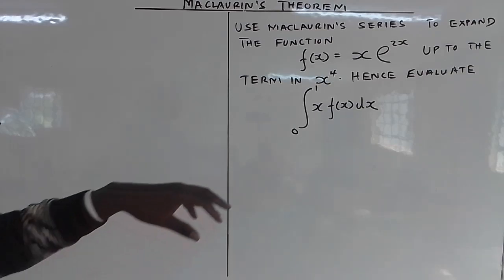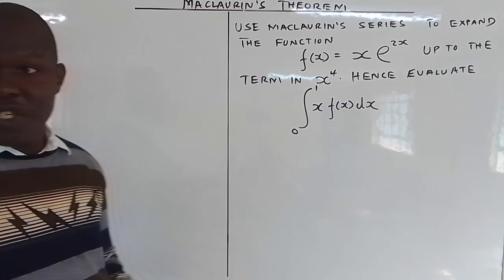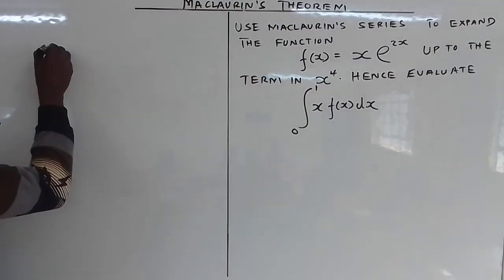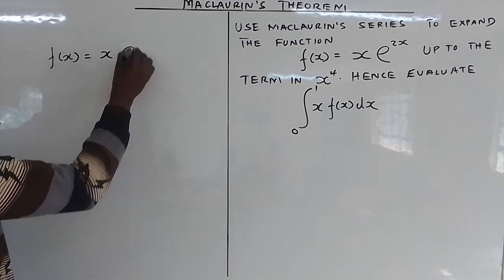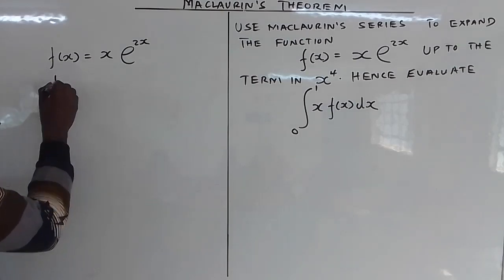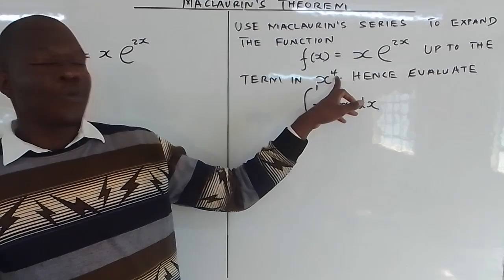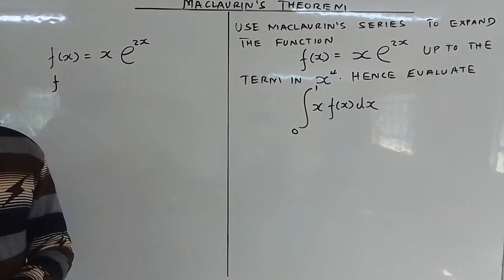So the first thing we've been given here, before we even write the Maclaurin series, is the function f of x. So the function f of x is x exponential 2x. Now, for us to get up to the term in x to power 4, we have to differentiate this up to the fourth derivative.